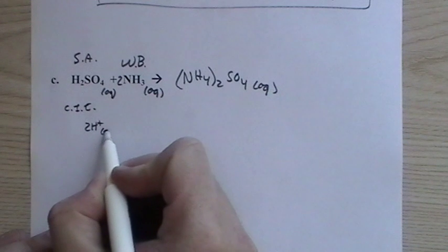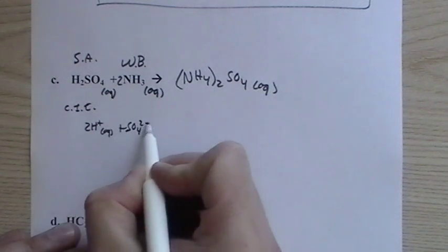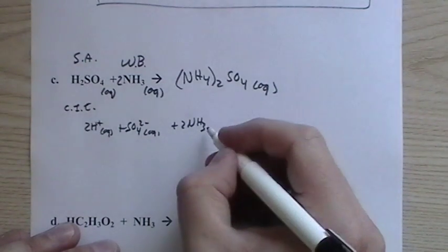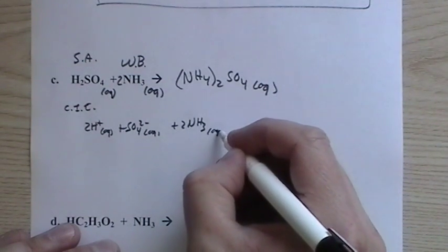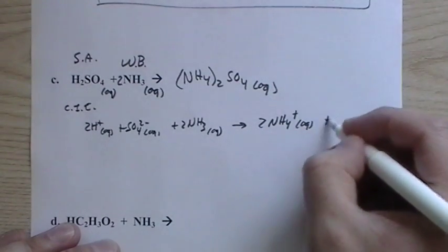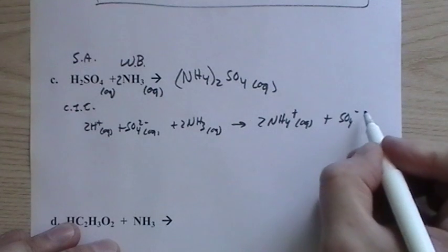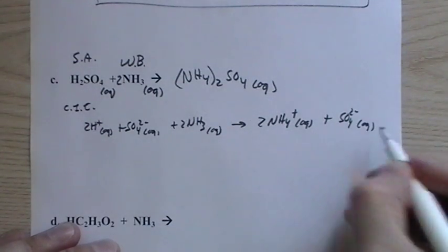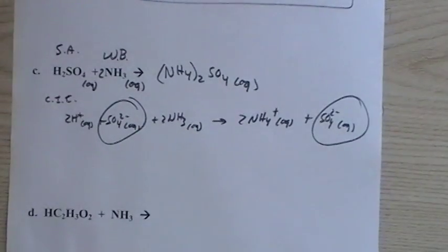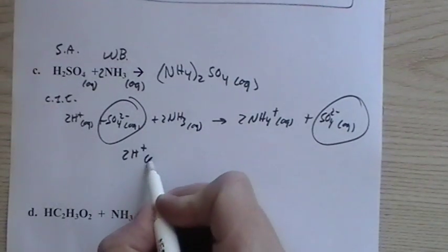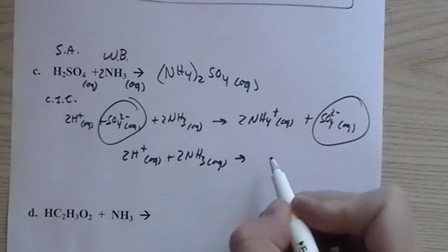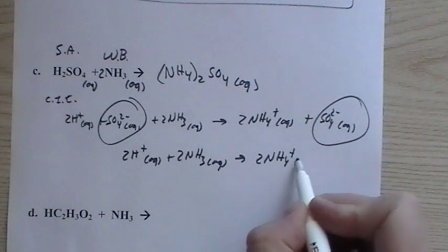So we have 2H plus. That's a strong acid, so it breaks up into its ions completely. We have 2 ammonia. That's a molecular compound. It's a base, but it remains intact. We have 2 ammonium ions. Breaks up, and the sulfate, because ammonium is always soluble. Any compound that contains ammonium is soluble. And we have sulfate. So the sulfate is a spectator ion, so we have 2H plus, 2 ammonia, produce ammonium ion. No water in this case.